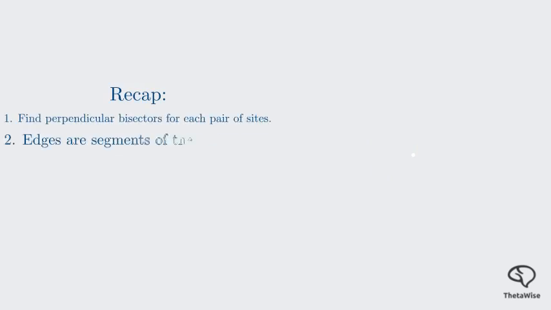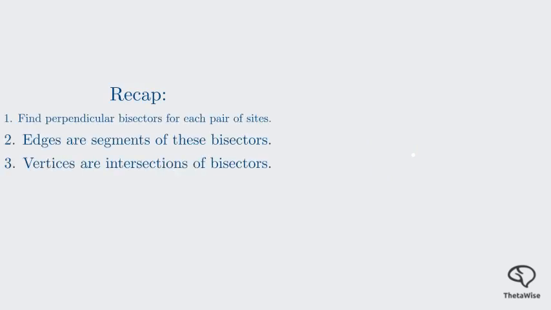So, to recap, the key to construction is finding perpendicular bisectors. Each edge of a Voronoi diagram is part of the perpendicular bisector of the two sites it separates. The intersections of these bisectors give us the vertices of the diagram. Let's work through an example to see this construction method in action. This is the main skill you'll need to develop.